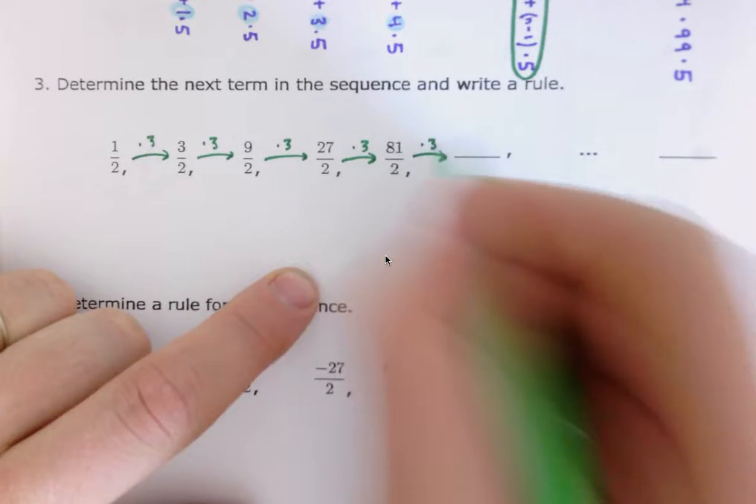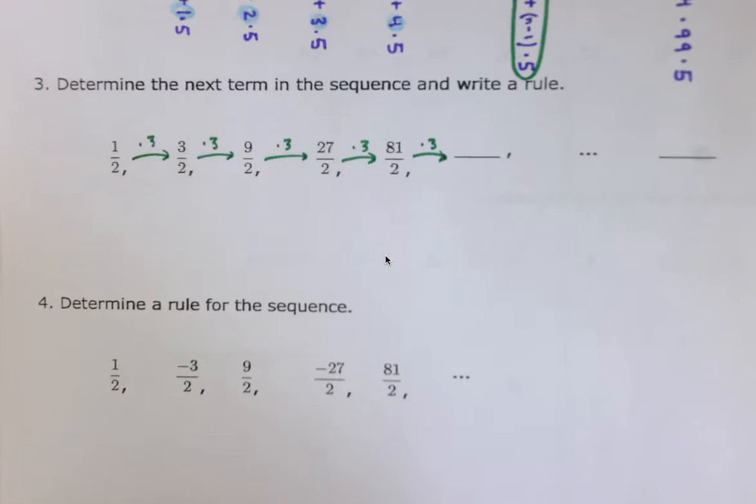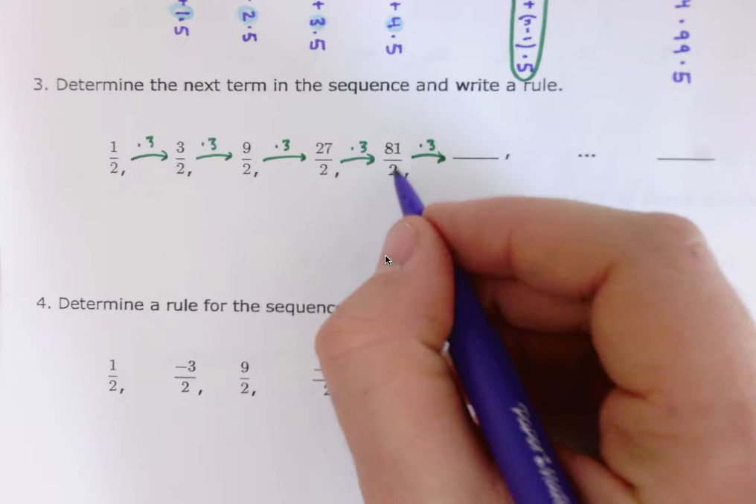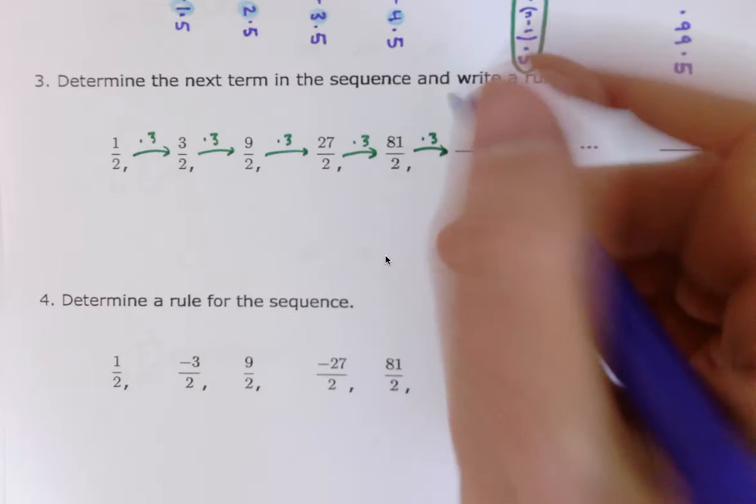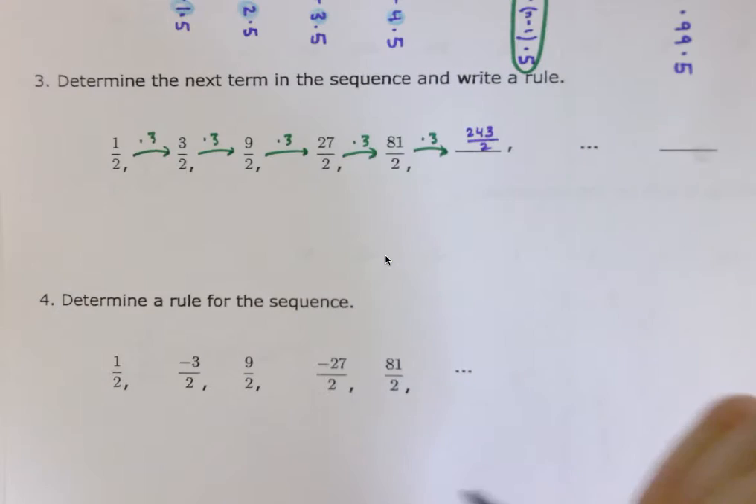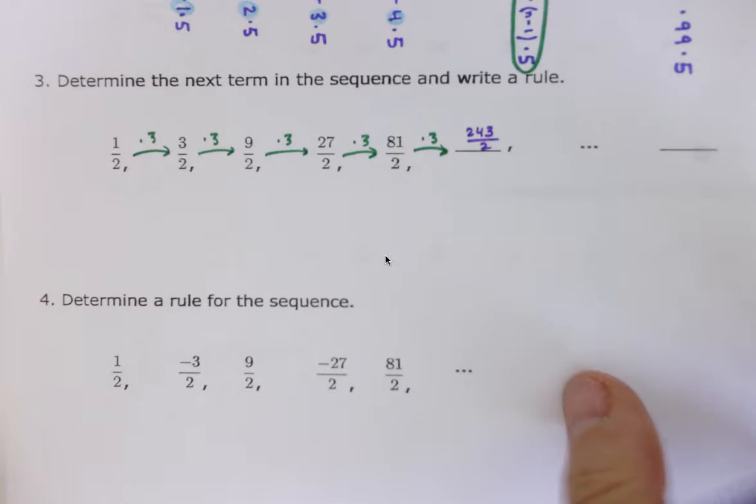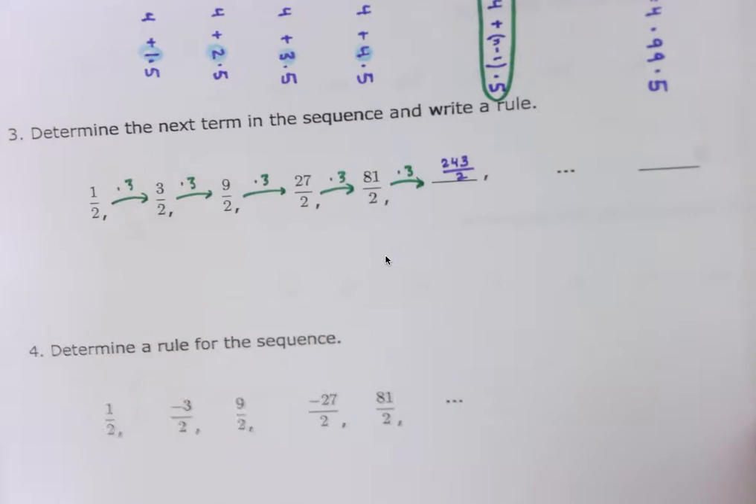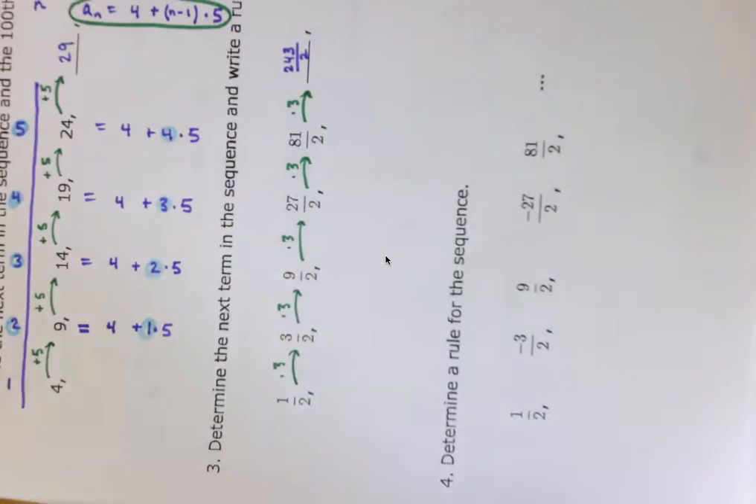Therefore, the next term. Hi, Stella. You want to say hello to my students? No? All right. Is going to be 81 over 2 times 3, which is going to give us 243 over 2, right? Yeah. So now I want you to write an explicit rule. So let's turn the paper this way. Can you shut the door, dear? Sure.